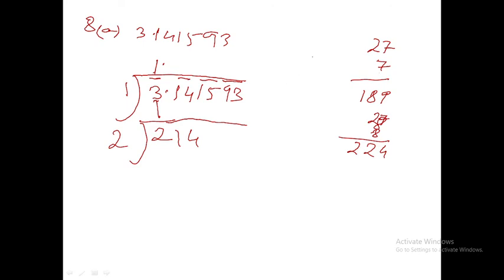If I put 7, then the product is 189, which is less than 214. But if I put 8 here, the product will be 224. So 8 we cannot take, we have to put here 7. And the same number I will put here, 7. The product is 189. Now subtract this from 214. If I subtract, we get here 25, and our next pair is 15.